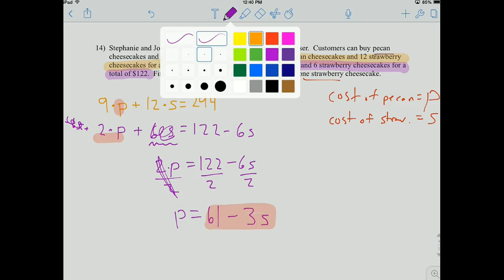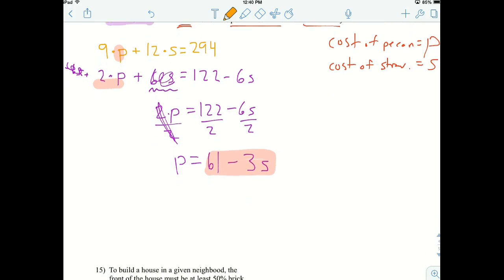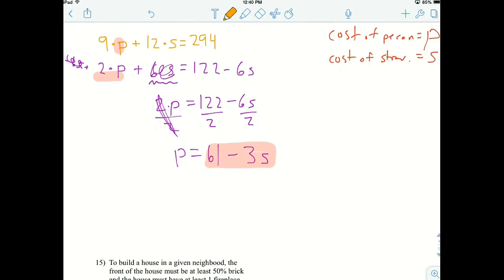So now I'm going to take my orange equation that I had before. I'm going to write 9 times my p, which is 61 minus 3s, I'll write that in a second. 9 times whatever p is, plus 12s is equal to 294.